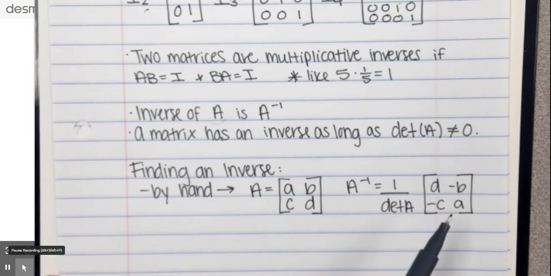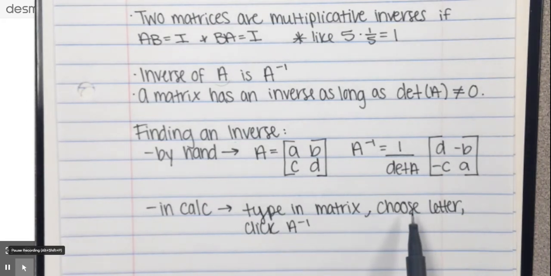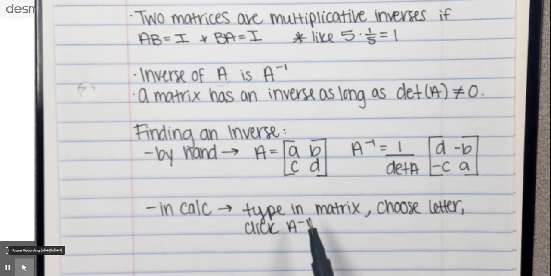However, you're not going to have to do this by hand. You can if you want to, but it's absolutely not required. Okay, in the calculator, it's pretty straightforward. You're going to type in the matrix, and then, in Desmos, it assigns it a letter. Then you choose that letter and click A to the negative 1 power, or that inverse button. Okay, so I'll show you how to do that really quickly.